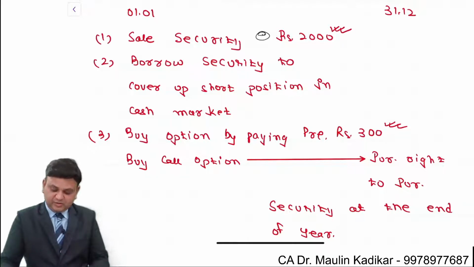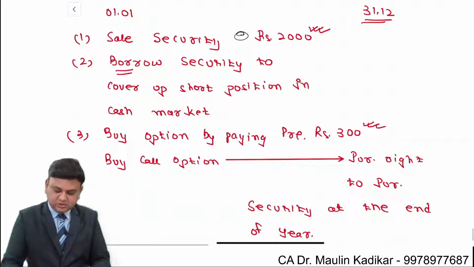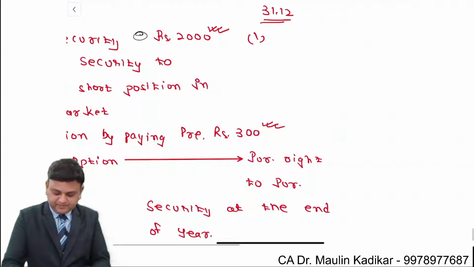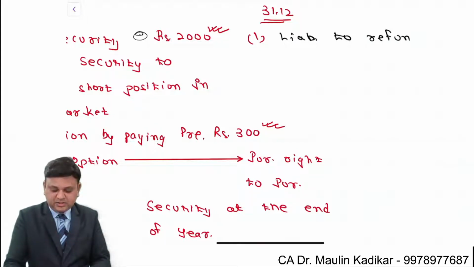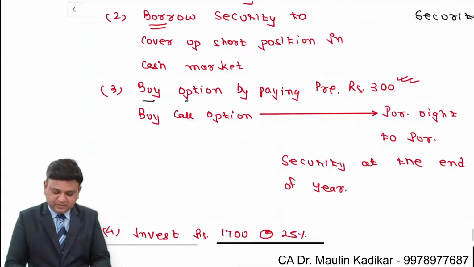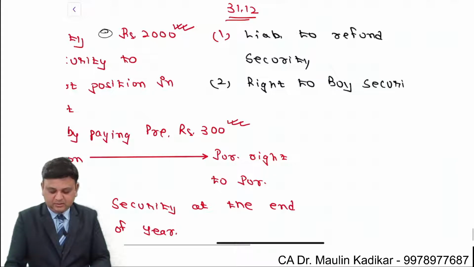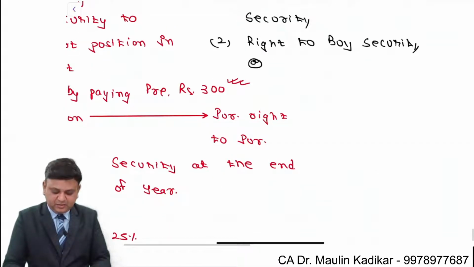Now based on this, what will happen at the end of the year? Let us see. You have borrowed security. So 1, you will have liability to refund the security. You have purchased call option. So second, you will have right to buy security at the rate of rupees 1800.